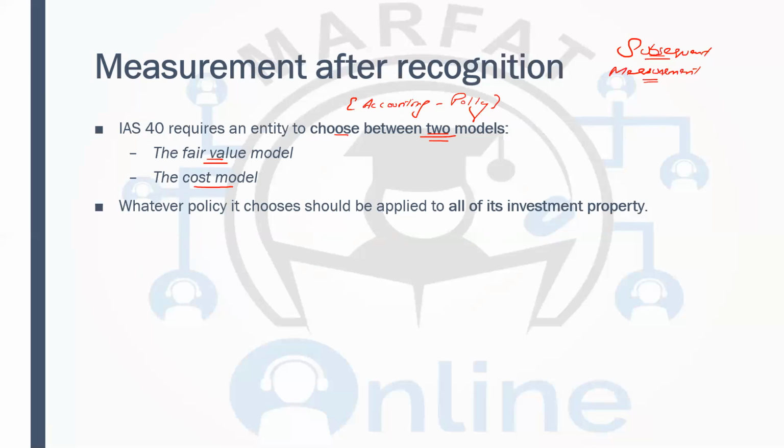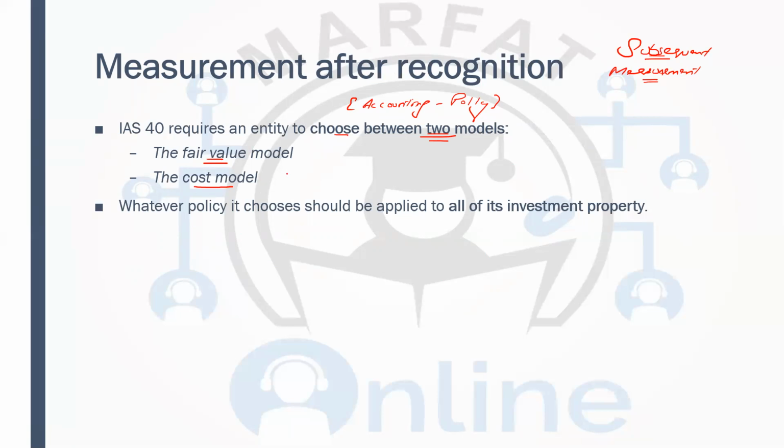But there's one thing you need to understand: if you talk about the land, whether it is in IAS 16 or IAS 40, it is never depreciated. So just don't think to depreciate the land. Whether it is in IAS 16 or IAS 40, it is not going to be depreciated. Whether it is in the cost model or the fair value model, it is not going to be depreciated.